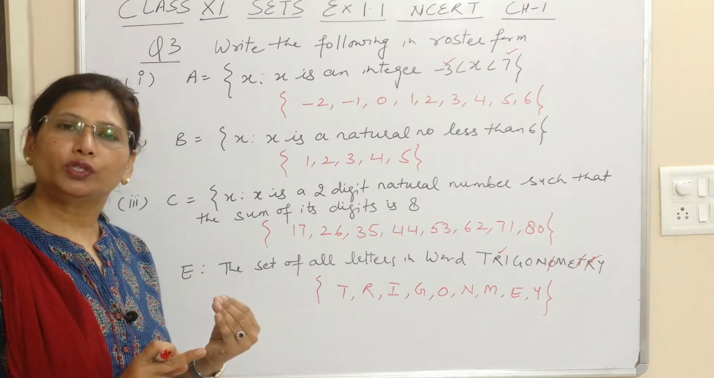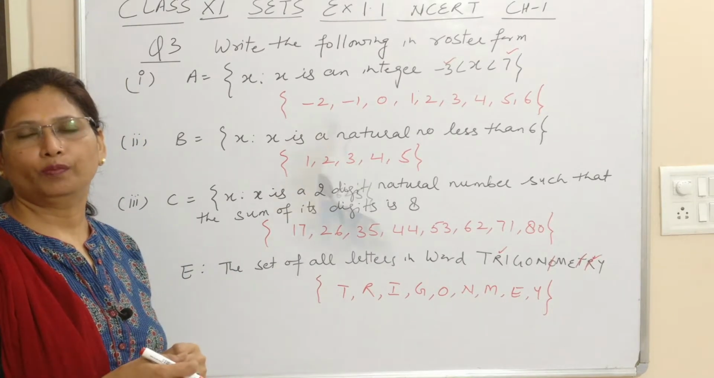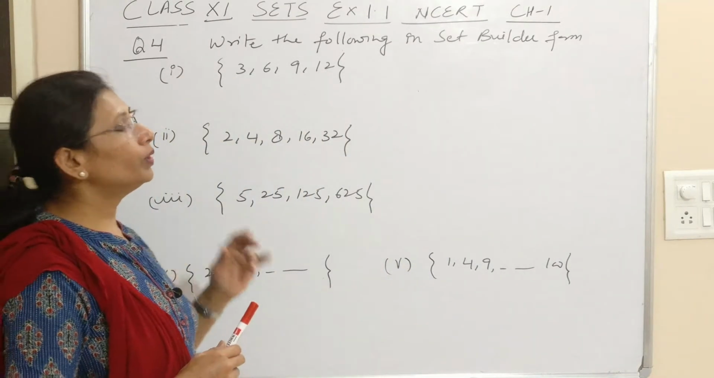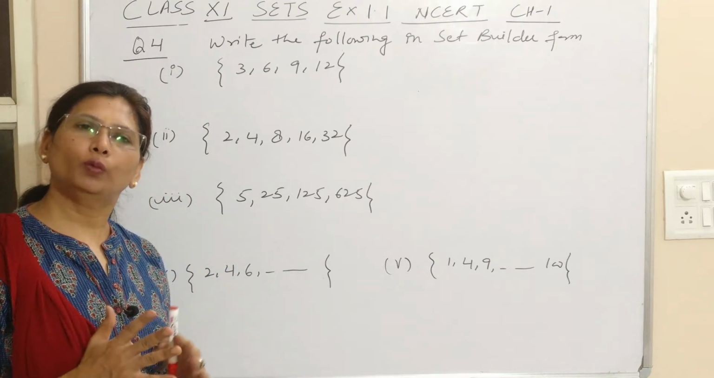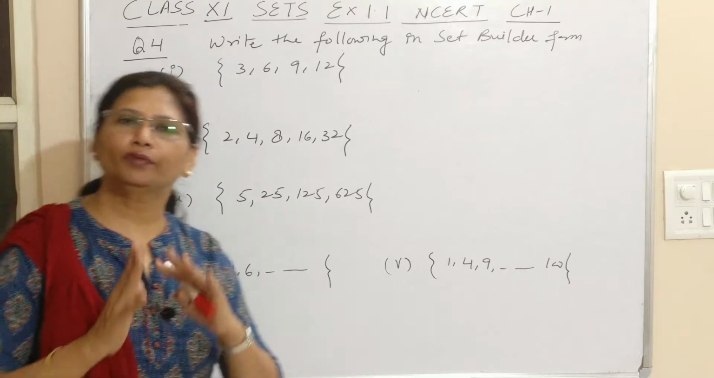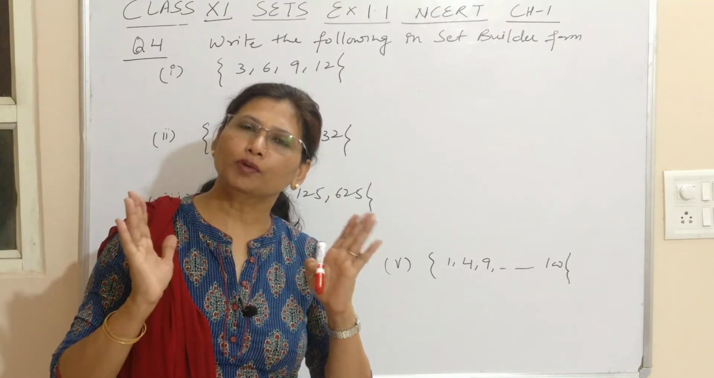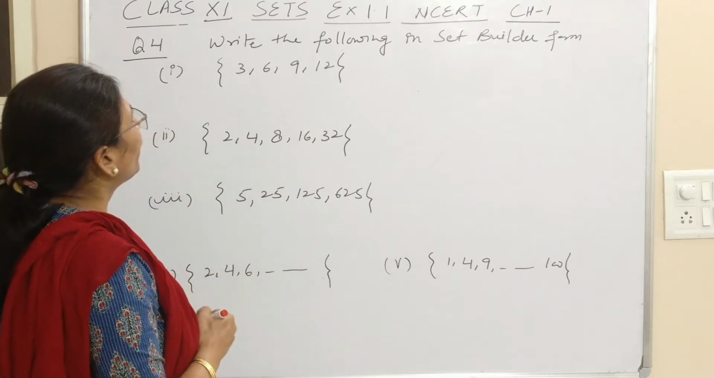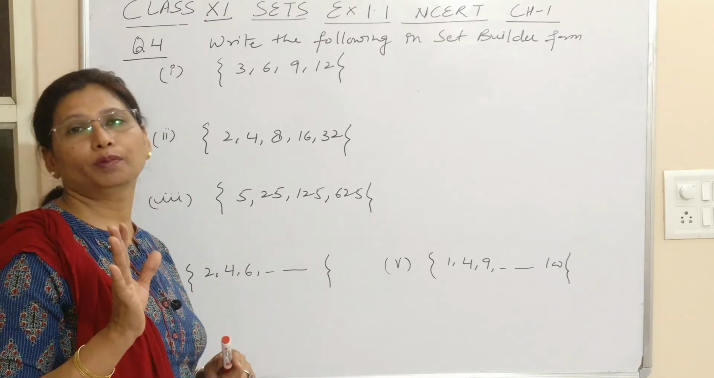In my next question, we have been given roster form and we'll be writing it in set builder form. So in continuation with question number 5, where we have been given roster form, we have to write it in set builder form. In set builder form, we always start with a variable and then we give it a statement which is related to the elements in the set. In the first part, we have been given 3, 6, 9 and 12. If you notice, they are all multiples of 3.